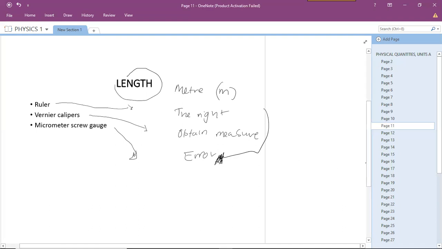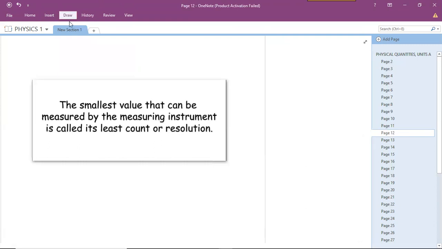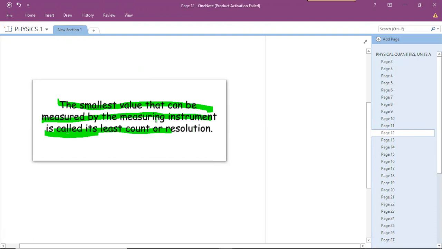So let's start off with the meter ruler. Oh, by the way, this is very important: something known as the least count. The smallest value that can be measured by any instrument is called the least count. So if your meter rule can only measure accurately to a point over a millimeter, that would be its least count. The least value that that instrument can measure is known as the least count.